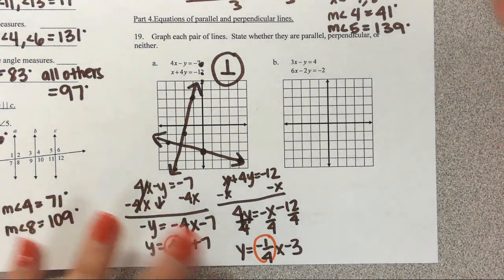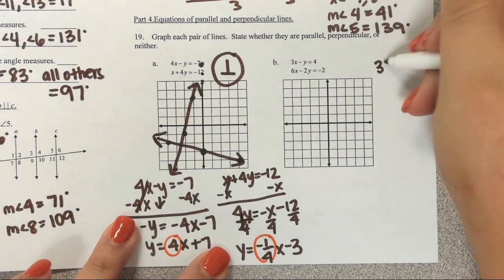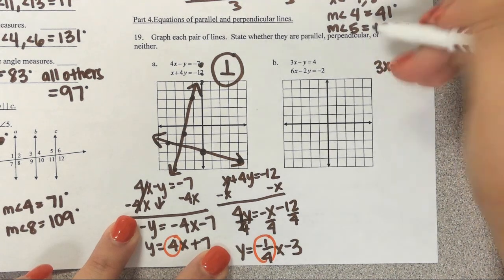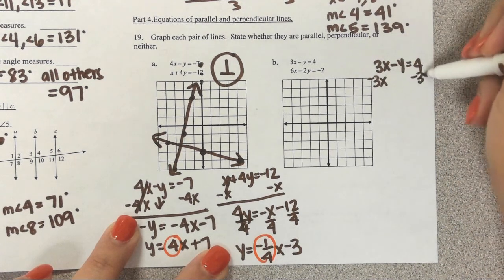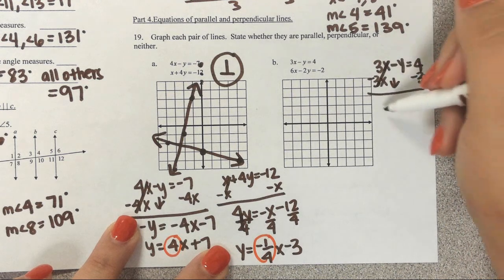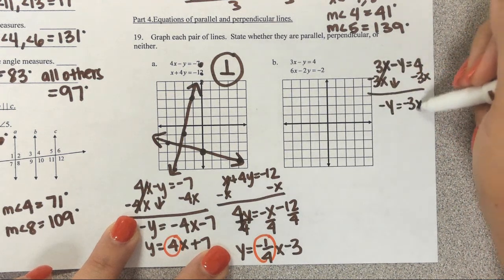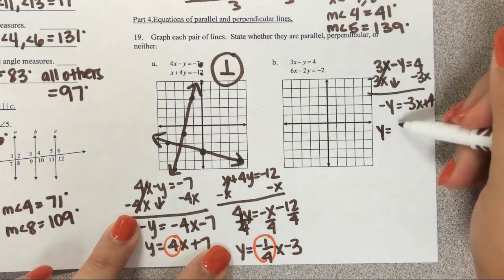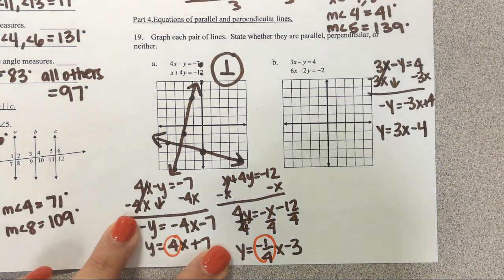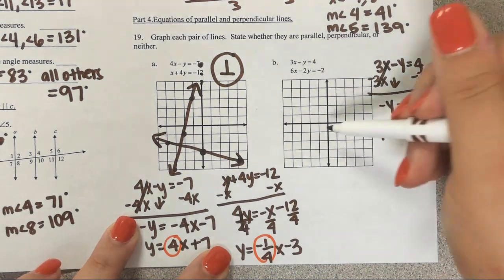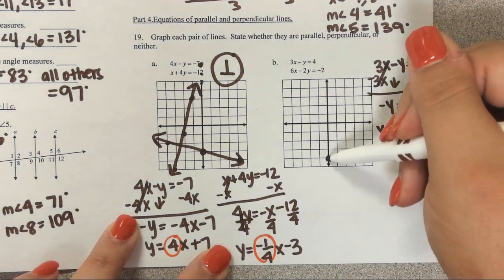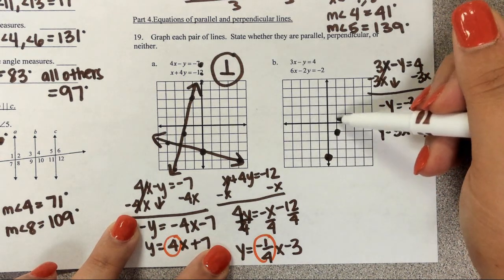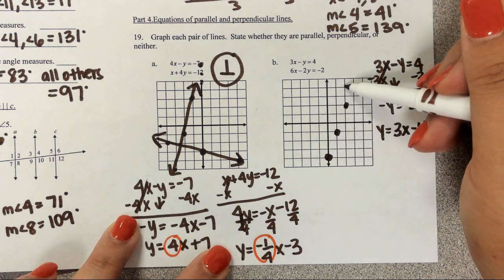Okay, next one, getting y by itself here. I have 3x minus y equals 4. Don't forget to bring down that negative y. That's a positive 4, but I'm going to change it all. Change all the signs. So I start at negative 1, 2, 3, 4, and I'm going to go up 1, 2, 3 over 1, up 1, 2, 3 over 1.